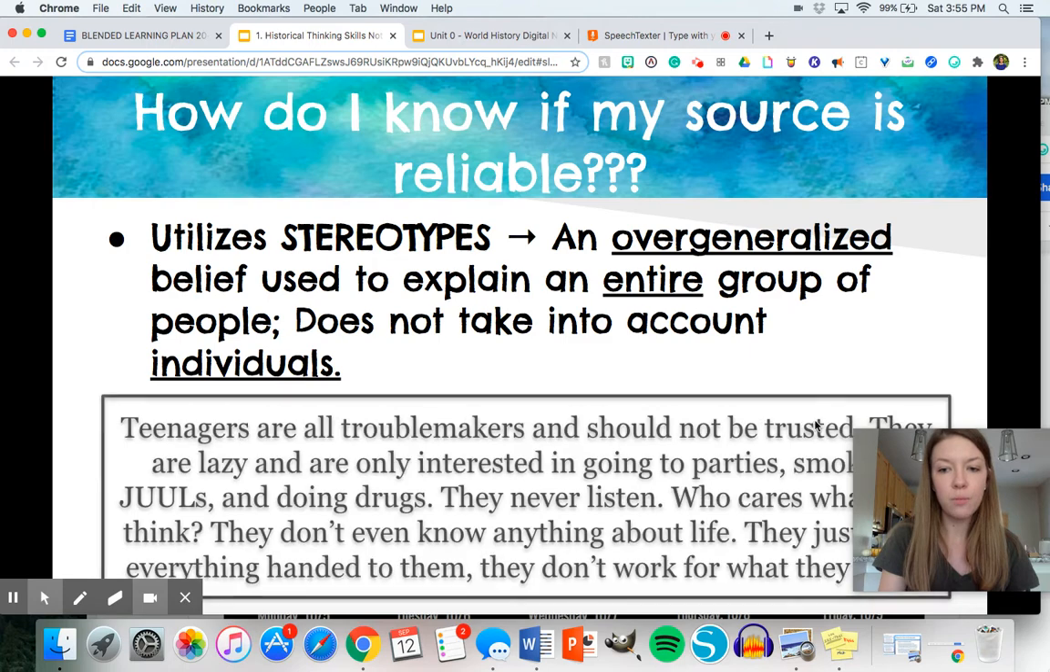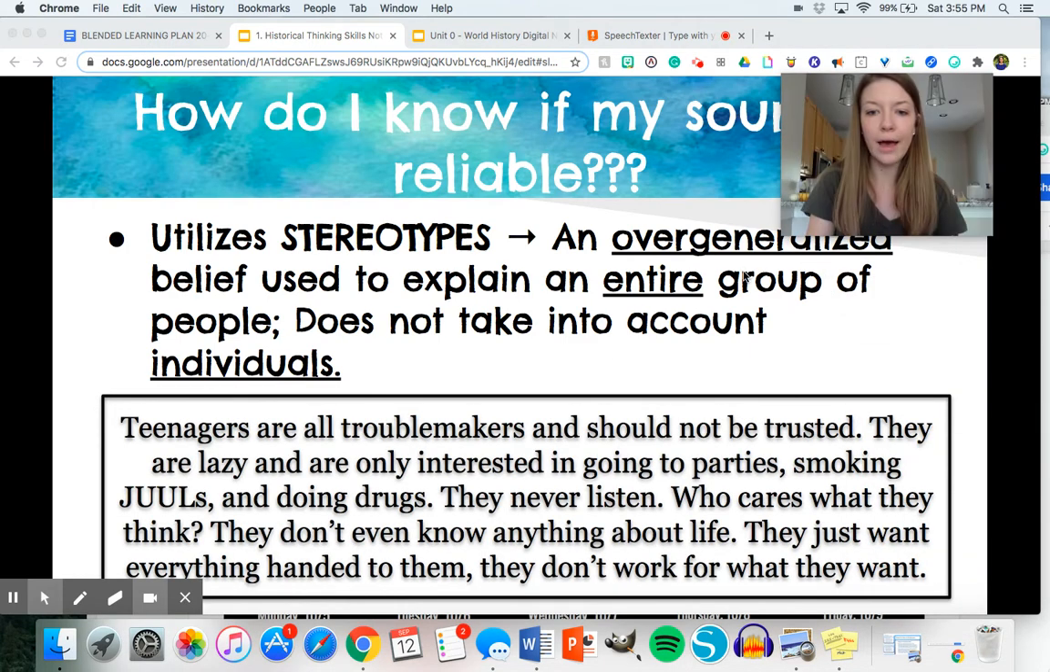So, for example, take a look at this stereotype of teenagers. Teenagers are all troublemakers and should not be trusted. They are lazy and are only interested in going to parties, smoking, doing drugs. They never listen. And who cares what they think? They don't even know anything about life. They just want everything handed to them. They don't work for what they want.